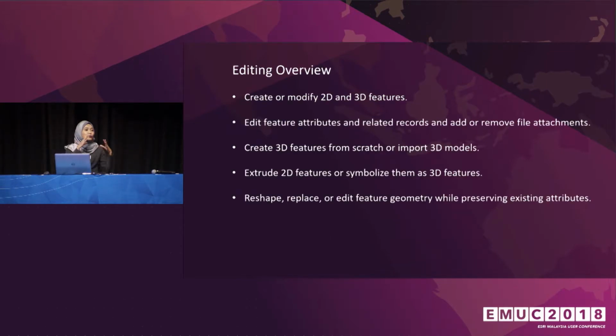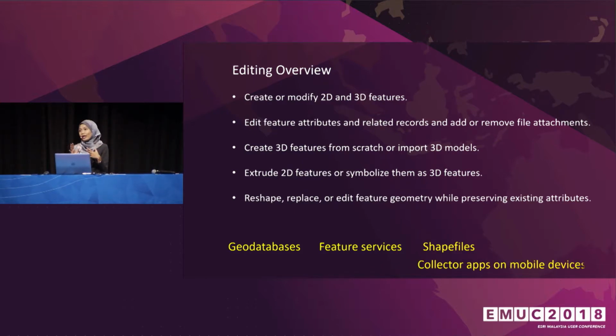So basically, ArcGIS Pro allows you to create and modify 2D and 3D features. You are able to create 3D features from scratch, or you can import 3D models if you have them, and you can extrude the 2D features that you have, and you can edit while preserving the existing attributes. And all the editing in ArcGIS Pro can be done in geodatabases, feature services, shapefiles, and you can also do editing in the Collector app on a mobile device.